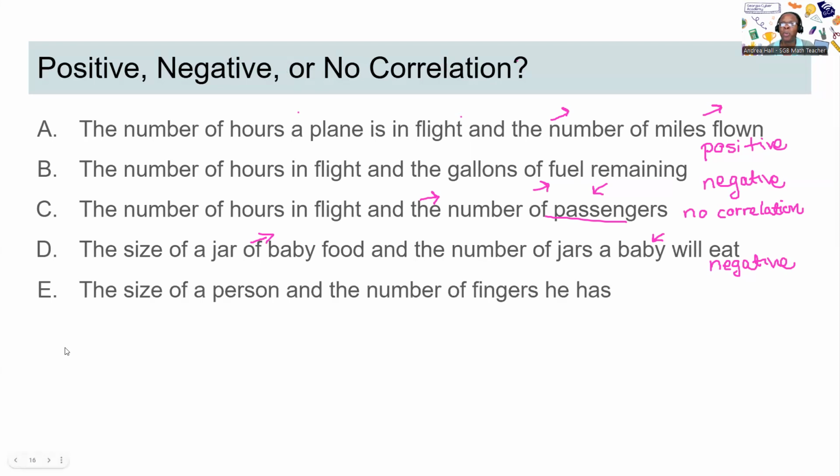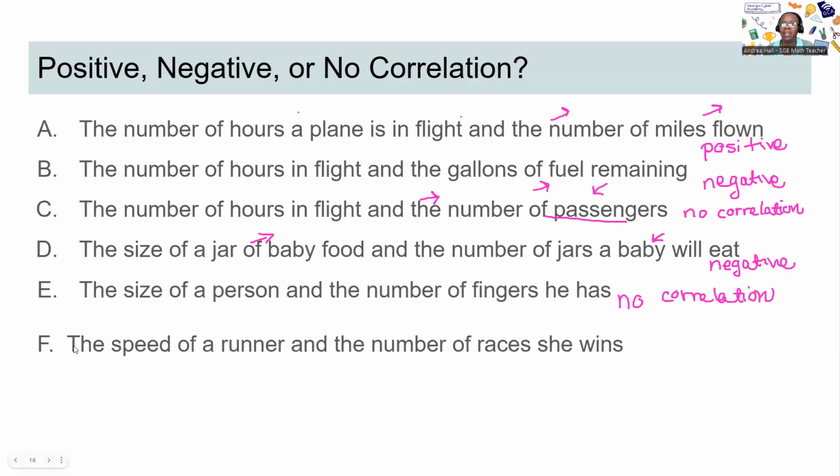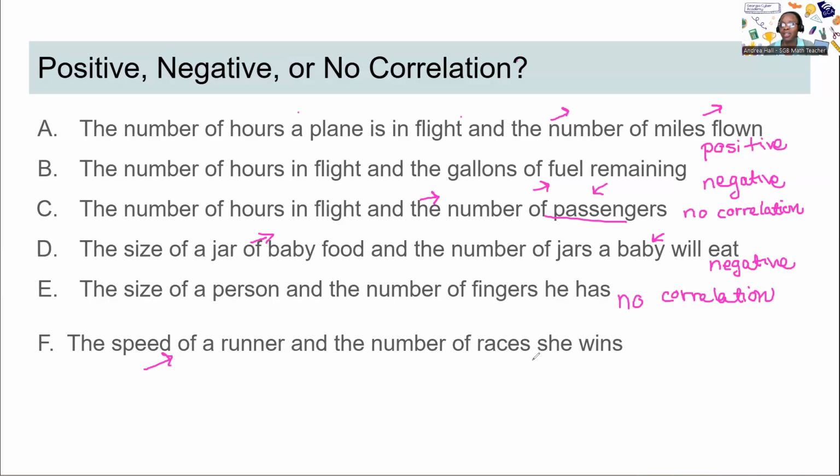The size of a person and the number of fingers he has. Everyone has the same number of fingers, so there's no correlation here. And the speed of a runner and the number of races she wins. Well, if you're very fast, you're going to win more races. So I would say that is a positive correlation.